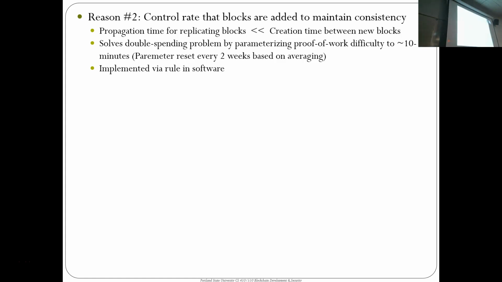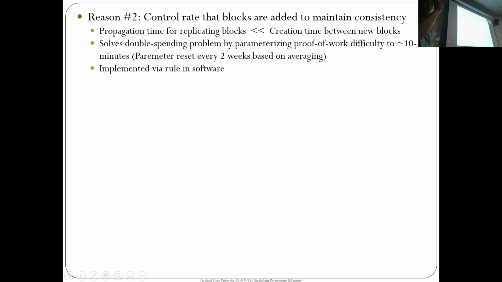The other reason the thing grows slowly is to control the rate that the blocks are added to maintain consistency. And we talked about this earlier. The propagation time for the blocks to be replicated has to be much less than the time to create new blocks. And this is to avoid the double spending problem. So this drives the proof of work difficulty.